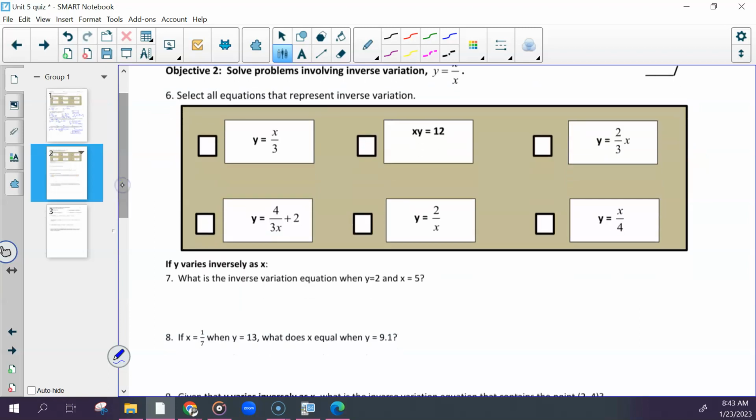On the next page, we're going to talk about one of these, but there were only two that were inverse. It was these two. Some of you put this because the x was in the denominator, so I accepted that because of something I had said. But because it has this plus 2, it actually would not be. So if you put that, I accepted it. If you didn't put that, then that was fine anyway.